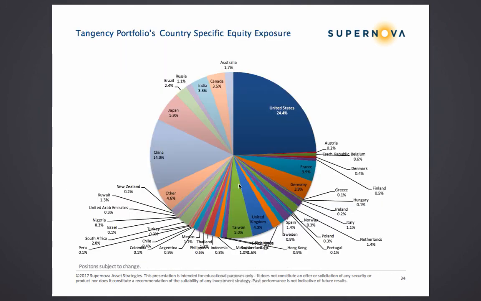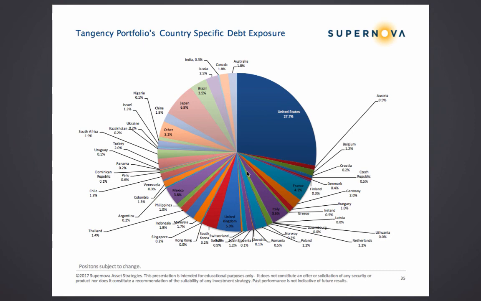Here's what our Tangency portfolio looks like on the equity side of things. Note that this is subject to change, but none of this is a guess. It is all based on the math around our process. Here's the debt exposure.